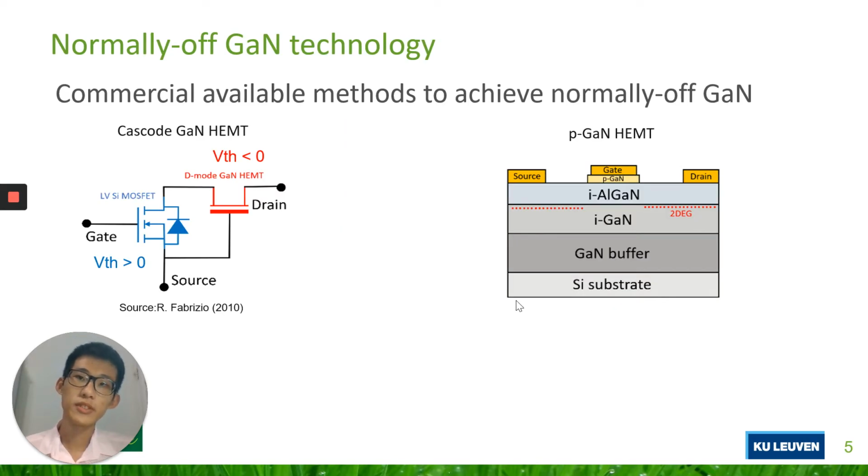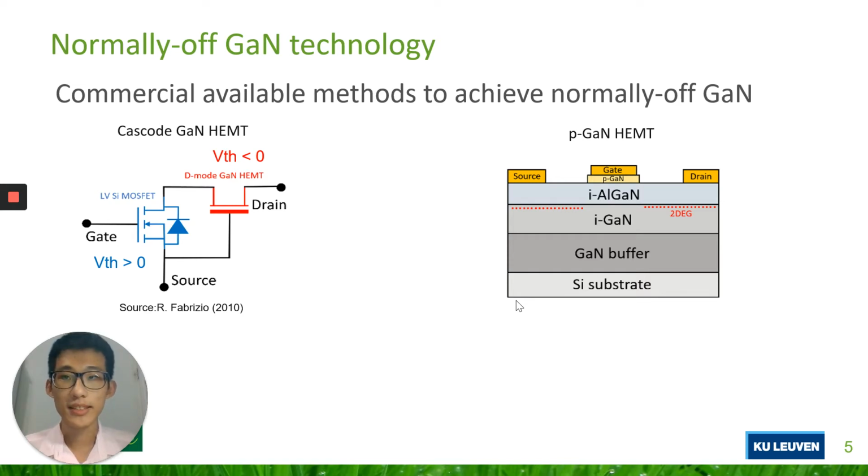To reach enhancement mode of operation, many methods are proposed, such as recessed gate, fluorine treatment, or P-GaN gate capping layer, and the cascode structure. The P-GaN gate capping layer and the cascode structure to reach enhancement mode of gallium nitride are available commercially. For the cascode structures, a low voltage silicon MOSFET is connected to a depletion mode GaN HEMT. The turn-on and off of the gallium nitride HEMT is decided by the gate terminal of the silicon MOSFET. In that way, we could reach enhancement mode of operation.